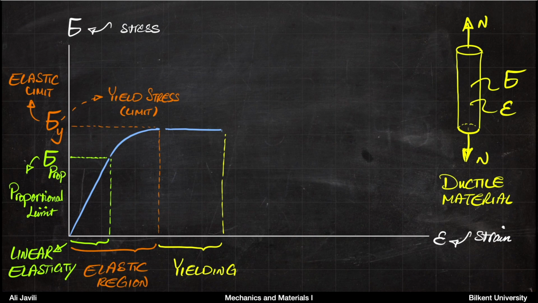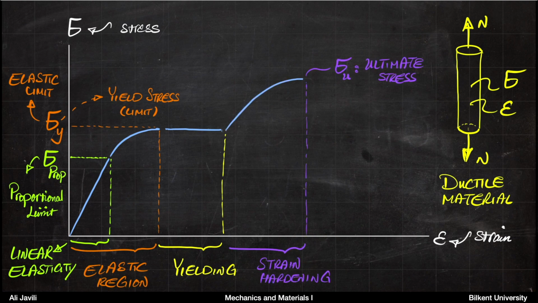Okay, so yielding happens, and then if you increase the deformation or the load a little more, so you keep loading it, then you observe this increasing stress again, and we call that region strain hardening, and this behavior goes on until you reach the so-called ultimate stress.